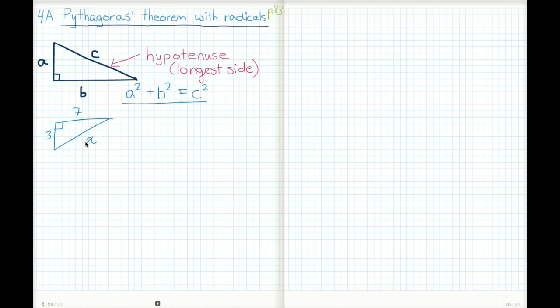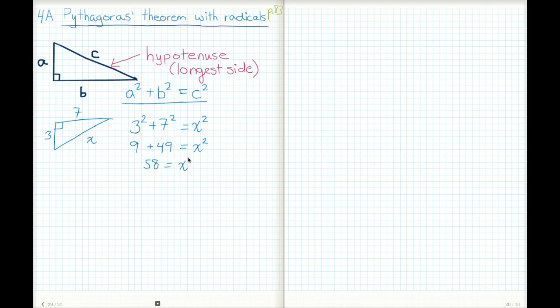Okay, so here I'm going to find the hypotenuse, the longest side. So I can take 3 as one of the legs and 7 as the other one. So I take 3 squared plus 7 squared, and that's going to equal the hypotenuse squared. In this case, it's x rather than c. Okay, we work that out. 3 squared is 9, 7 squared is 49. That's equal to x squared. And 9 plus 49 is 58.